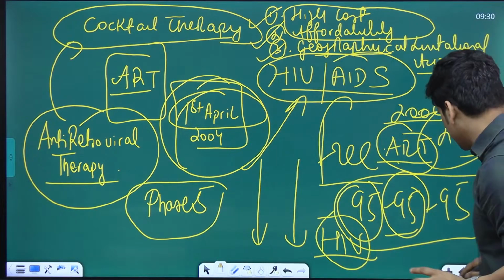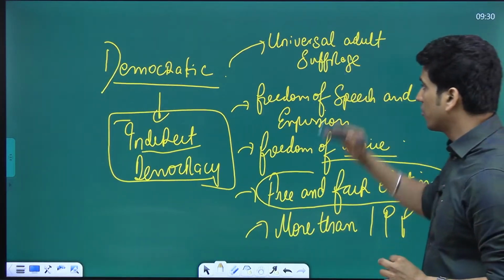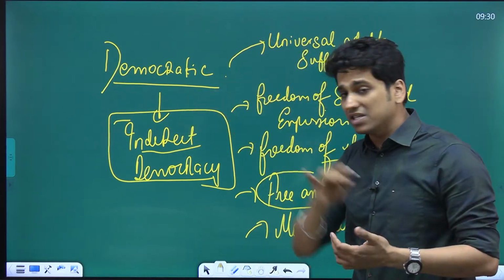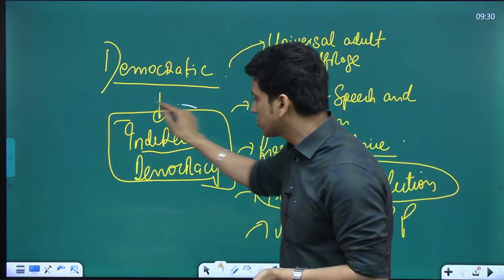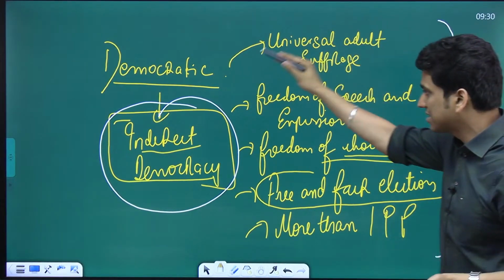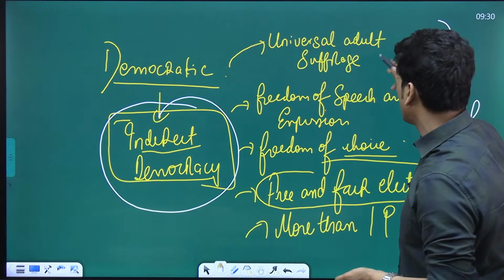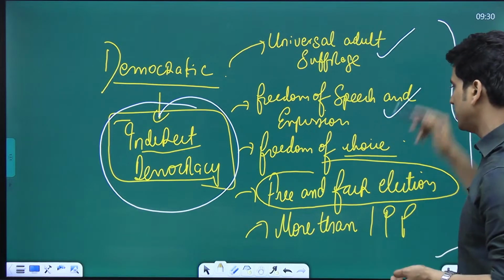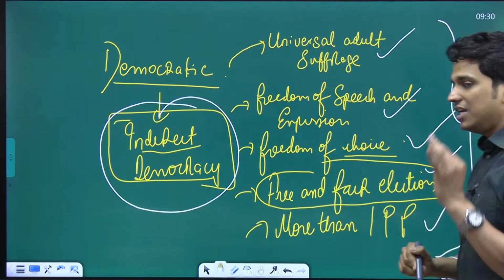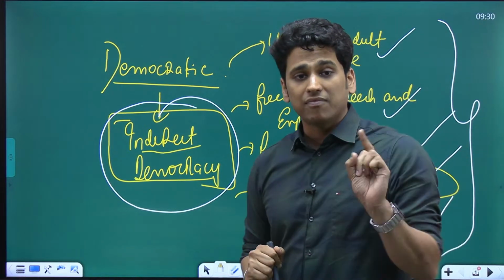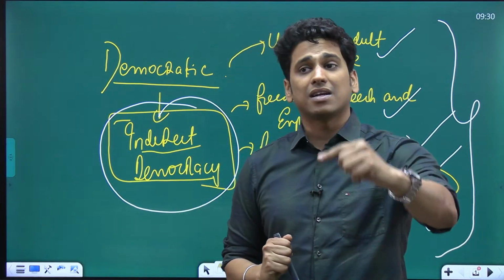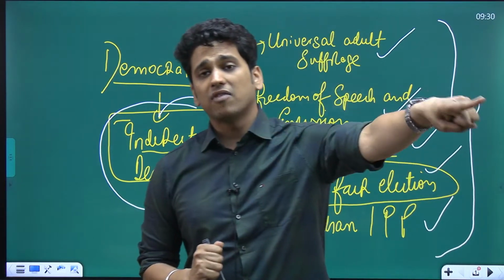95:95:95. Then we discussed some of the important pillars of democracy, what the features of democracy are, what the various types of democracy are, and when we discussed in context of India, we talked about indirect democracy. These are the certain features that we discussed, like universal adult suffrage, freedom of speech and expression, freedom of choice, free and fair election, and there needs to be more than one political party when we talk about free and fair election, because you cannot have just one political party and say that election has been fair, because then you wouldn't have given the people the choice.